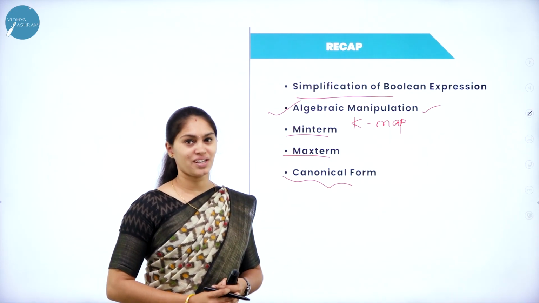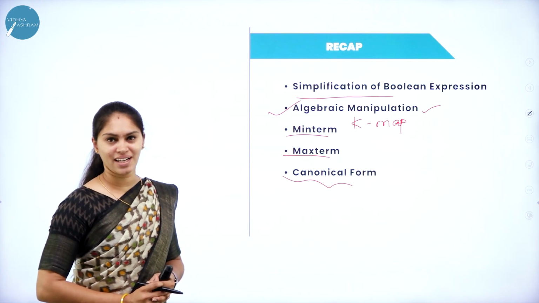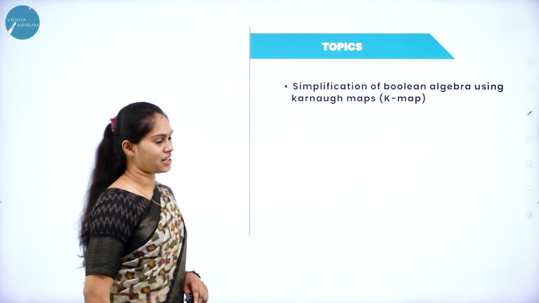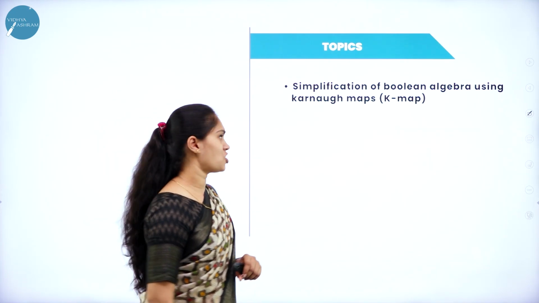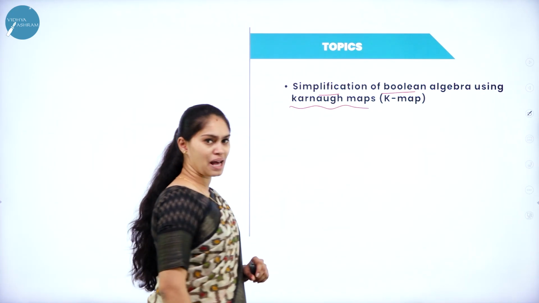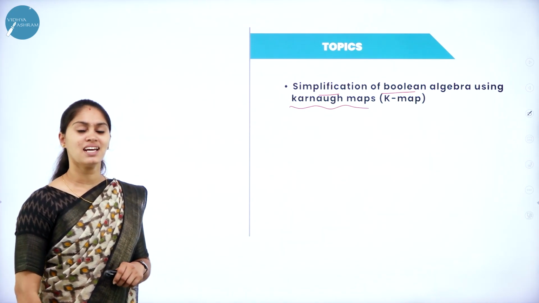So in today's session, we are going to simplify the Boolean expression with the help of the K-map or Karnaugh map. That is what we are going to deal with in today's session: simplification of Boolean algebra using Karnaugh maps. In short, it will be termed as K-map.